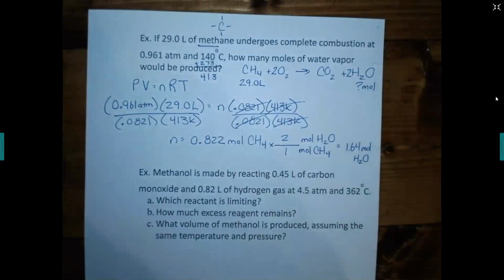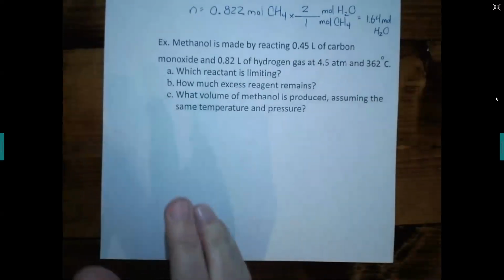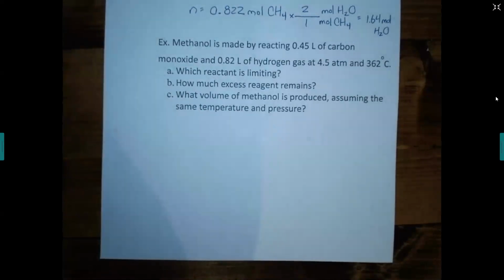Okay. So again, hope that made sense. We're going to move on to our last problem. Methanol is made by reacting 0.45 liters of carbon monoxide and 0.82 liters of hydrogen gas at 4.5 atmospheres and 362 degrees Celsius. You have several questions to answer here. The first one is, which reactant is the limiting? Well, this is a problem where they've given you the amount of both reactants, so it makes sense that we would have to solve for the limiting.